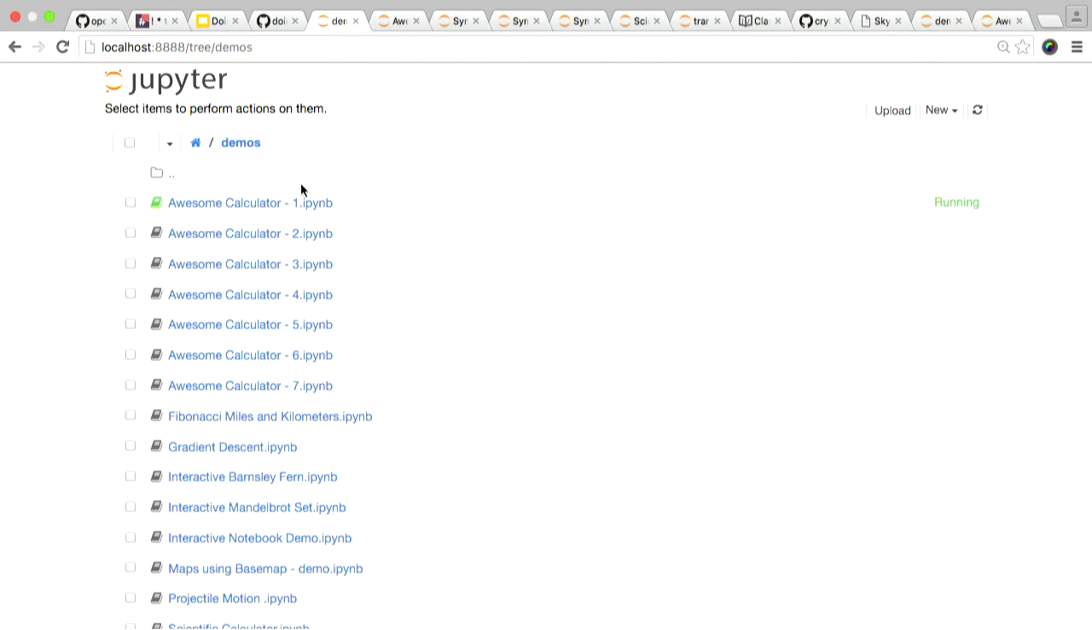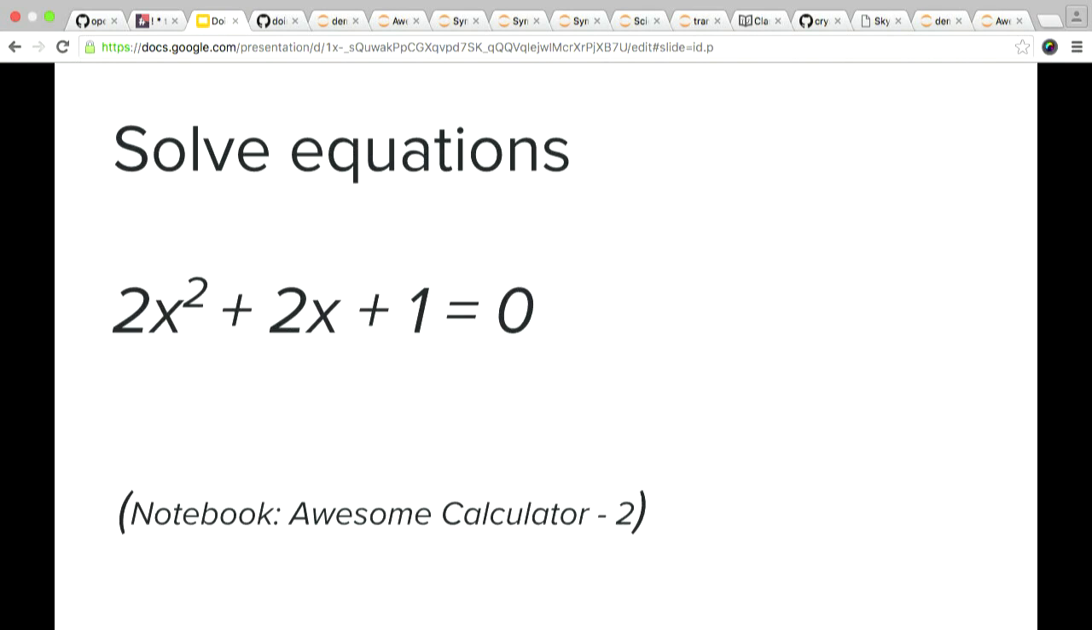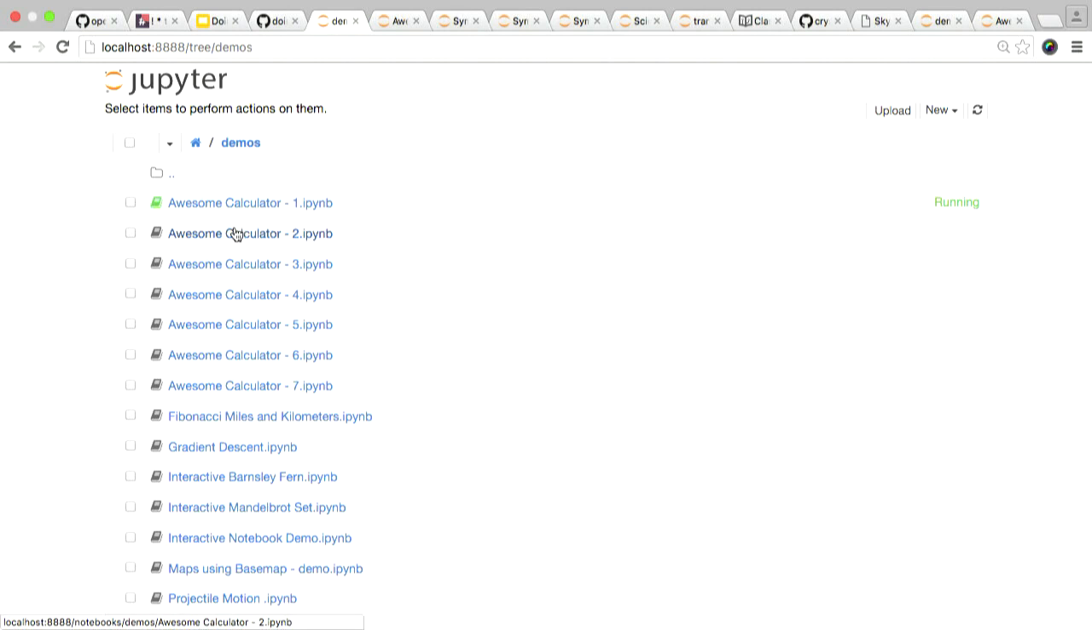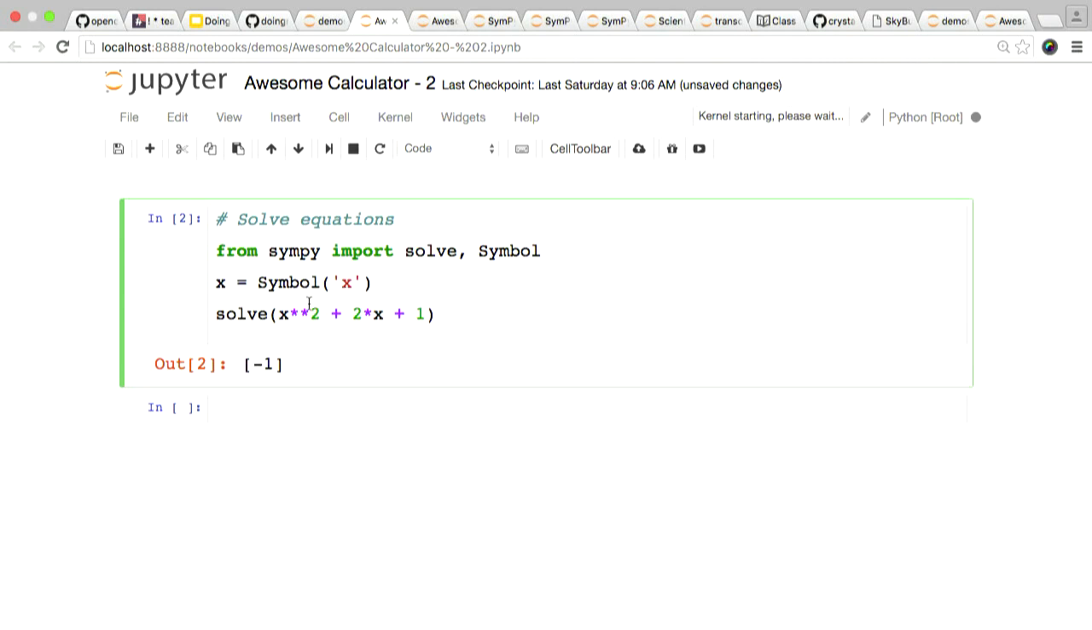Okay, I'm definitely running short of time. And you can do things like solving equations. Once again, it's 3 lines, that's all you need. So you just call this solve function and it'll get the solution for you.